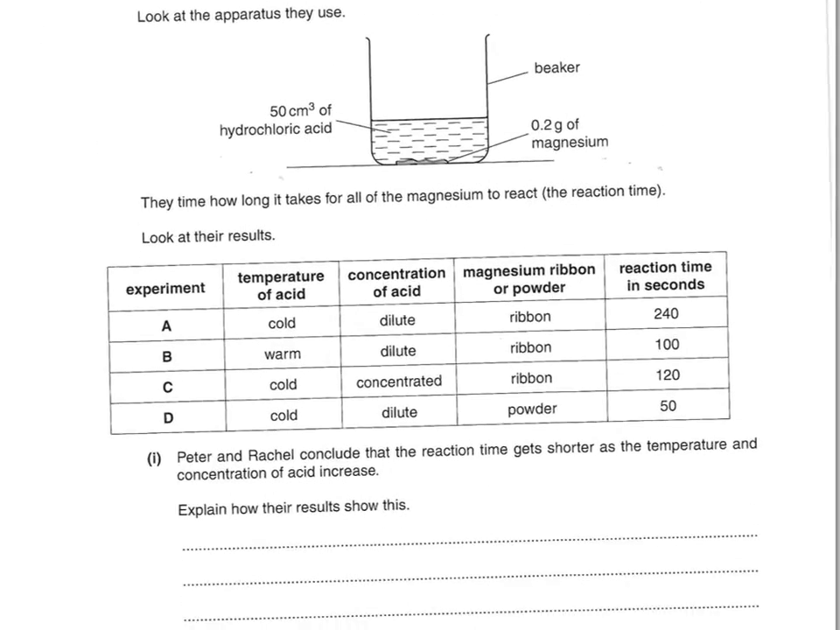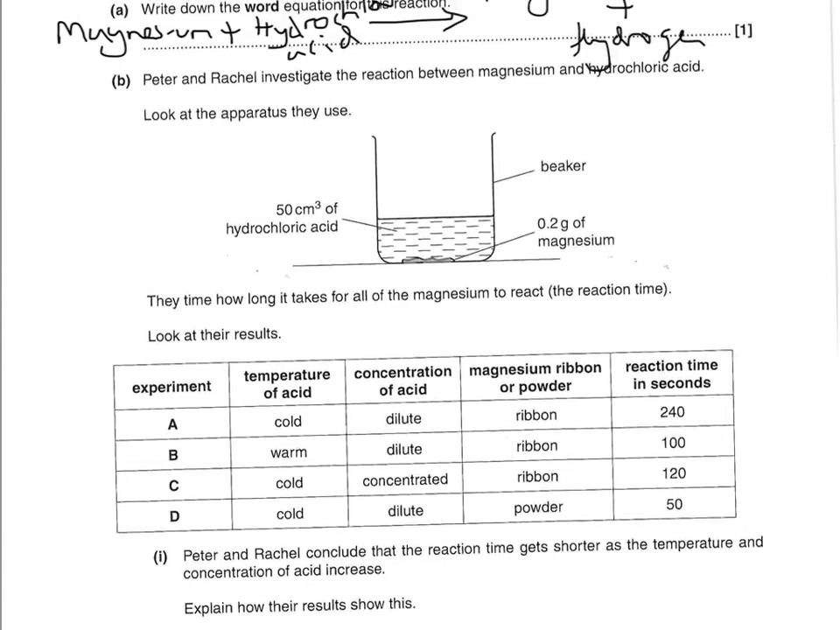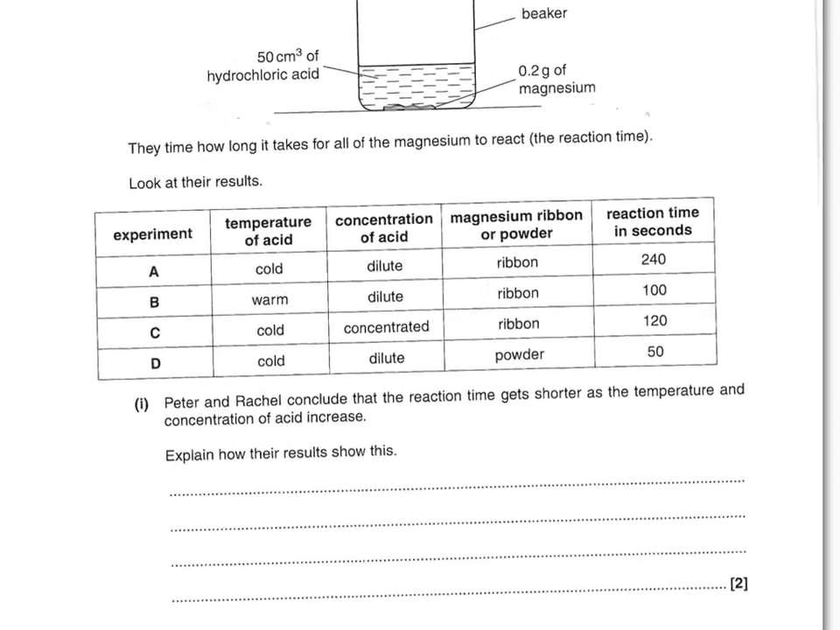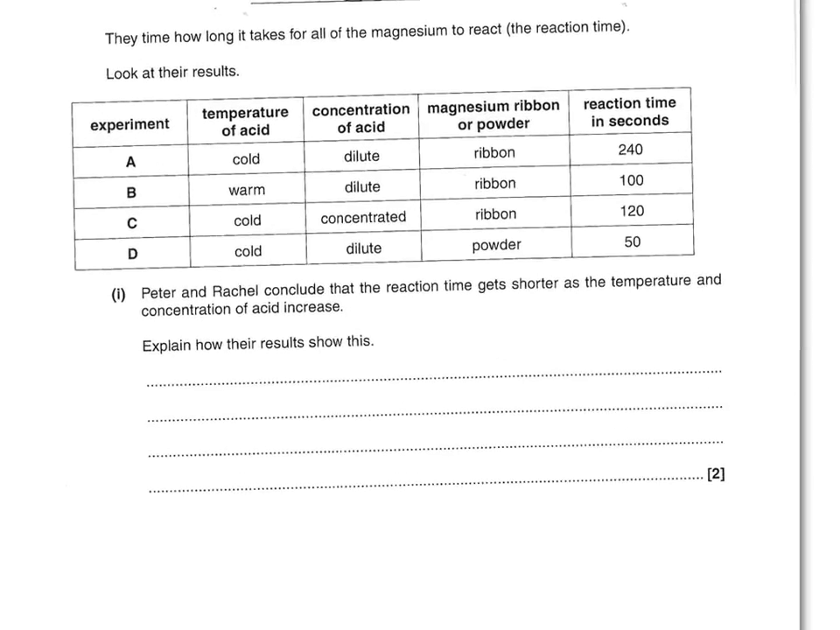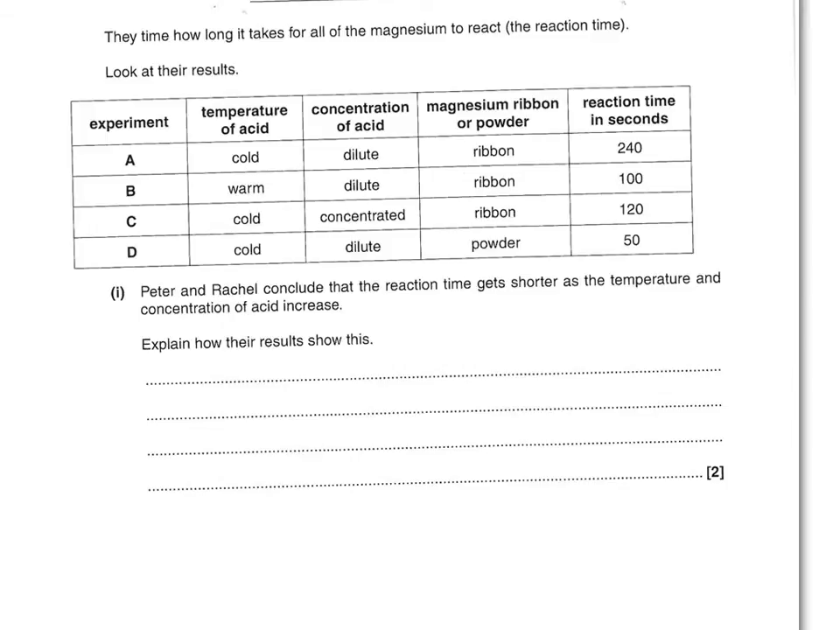Next question says Peter and Rachel investigate the reaction of magnesium and hydrochloric acid. Look at the apparatus they use. There it is. They time how long it takes for all the magnesium to react, and that's the reaction time. Look at their results. Peter and Rachel conclude that the reaction time gets shorter as the temperature and the concentration of acid increase. Explain how the results show this.